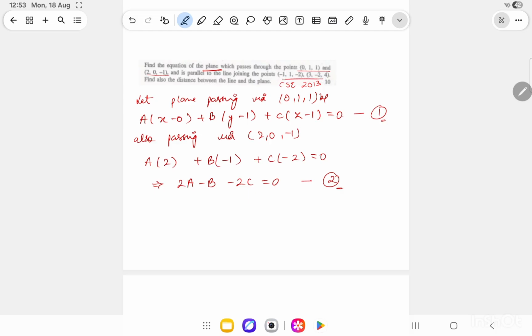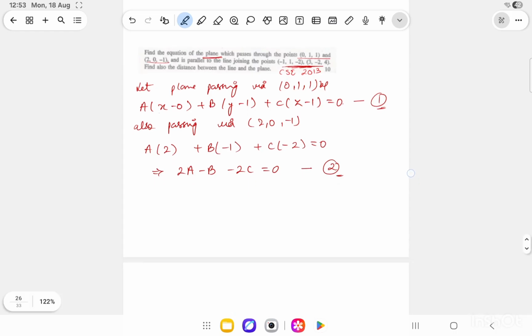If this plane in equation 1 is parallel to these lines, then the normal to this plane will be perpendicular to this line. So we just need to calculate the direction cosines of this line passing through these 2 points, and then we can just use the perpendicular formula to get another relation in a, b, c.